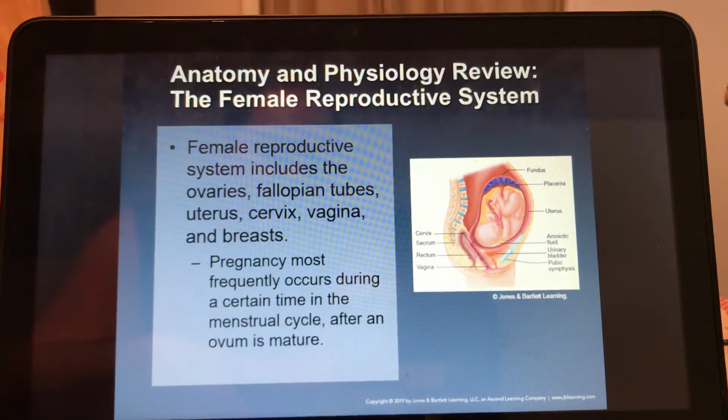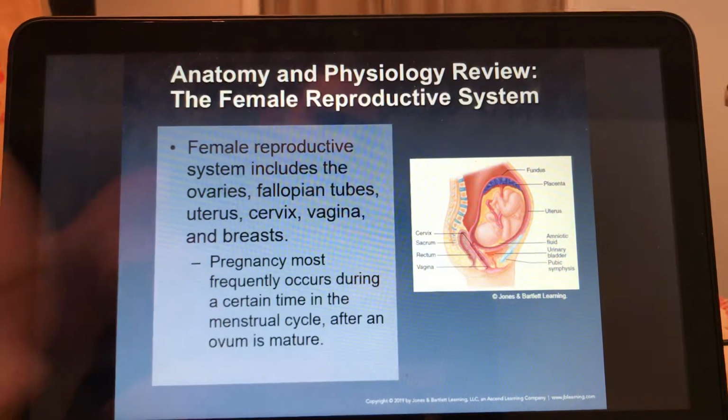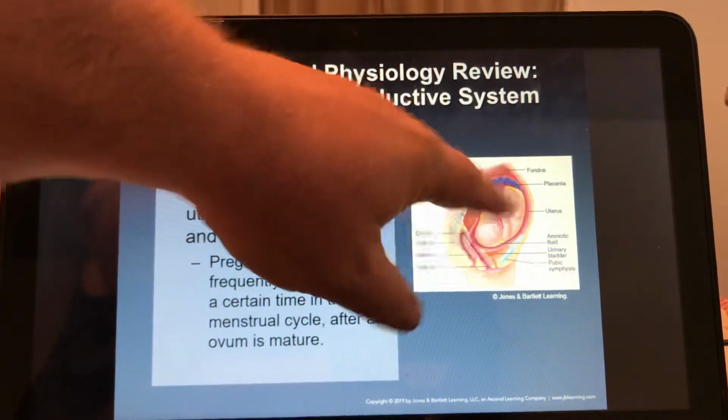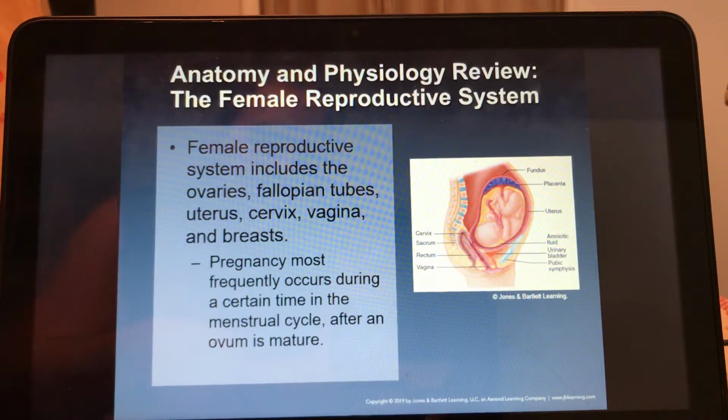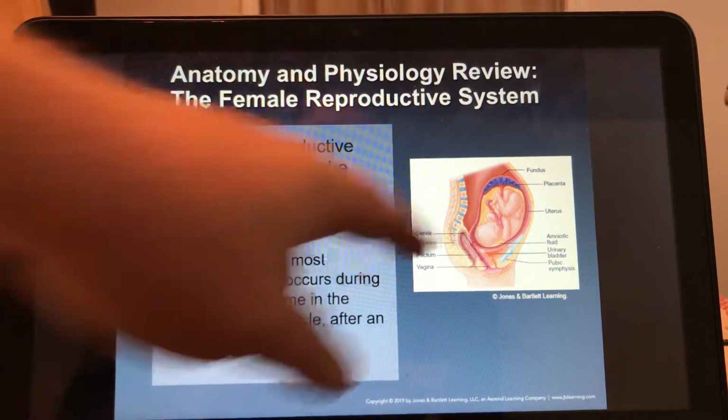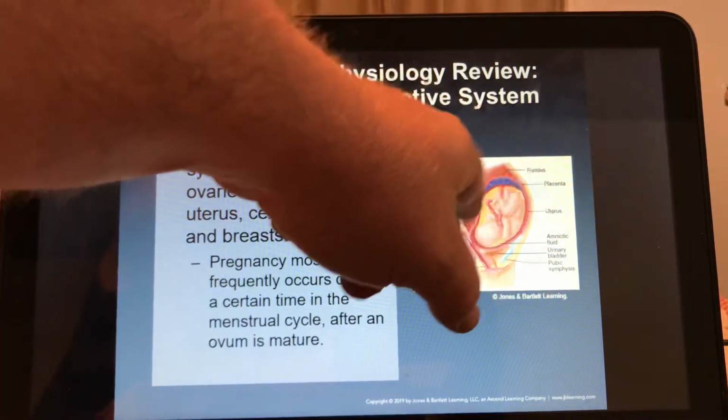Some key points that I want to point out, we are going to discuss. We're going to talk about the sac that the fetus is in. It's in the amniotic sac. You've got amniotic fluid. You've got an umbilical cord. You do have a placenta.